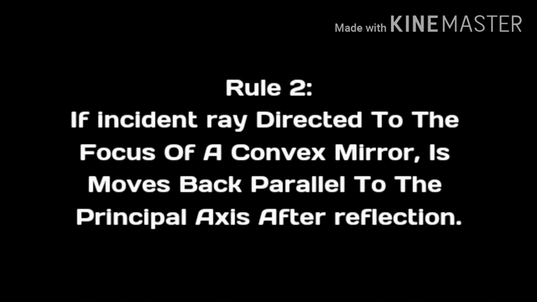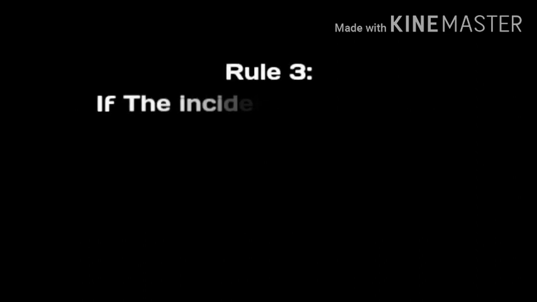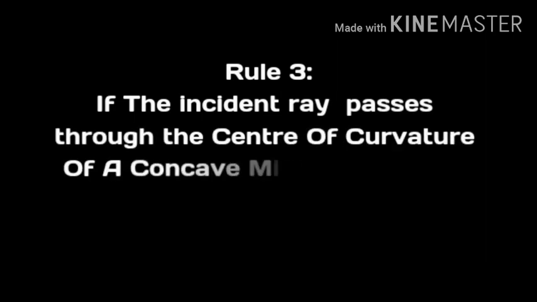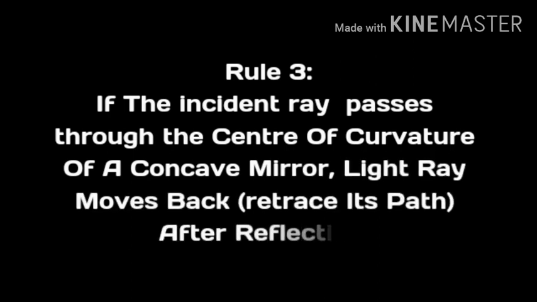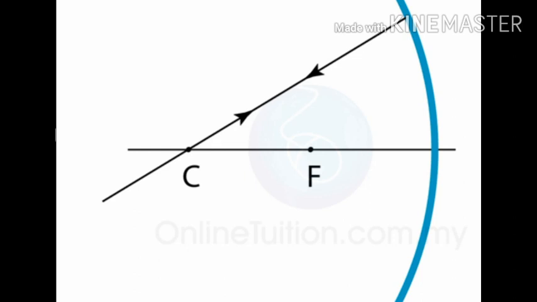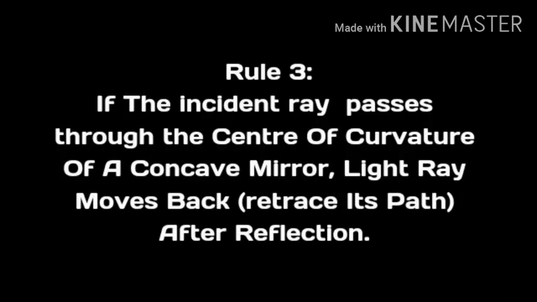Rule number 3: for a concave mirror, if the incident light ray passes through the center of curvature, that light ray returns back after reflection, or it retraces the path after reflection. That is, if the light ray is coming through the center of curvature of that concave mirror, after reflection it bounces back through the same line through which it strikes the mirror.